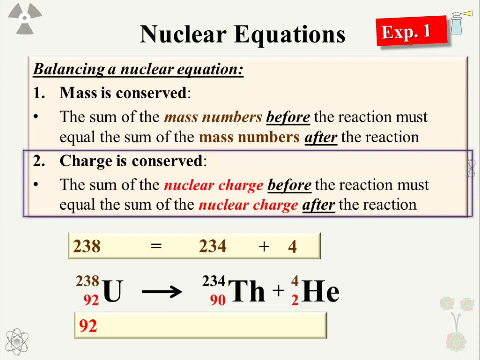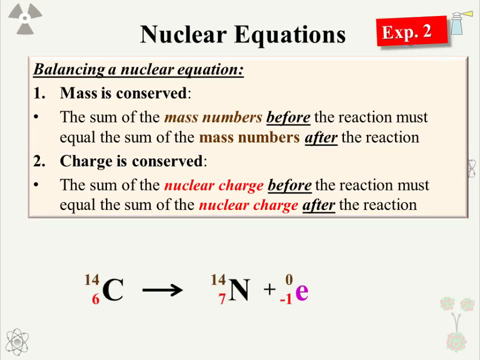Uranium has 92 protons and a charge of plus 92. Thorium has 90 protons and a 90 nuclear charge. The alpha particle brings a plus 2 charge from its 2 protons. 90 plus 2 is 92. We see that both sides have a charge of 92. This is a balanced nuclear reaction.